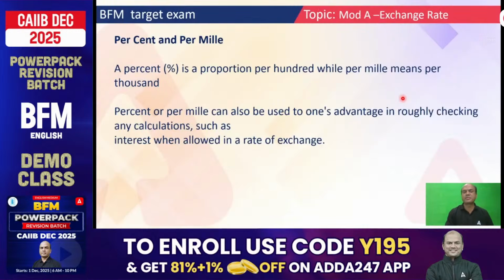Now let's take some simple theory part. What is percent versus per mille? See, per cent means cent, 100. Mille, 1000, per 1000. So per cent means divided by 100, per mille means divided by 1000.